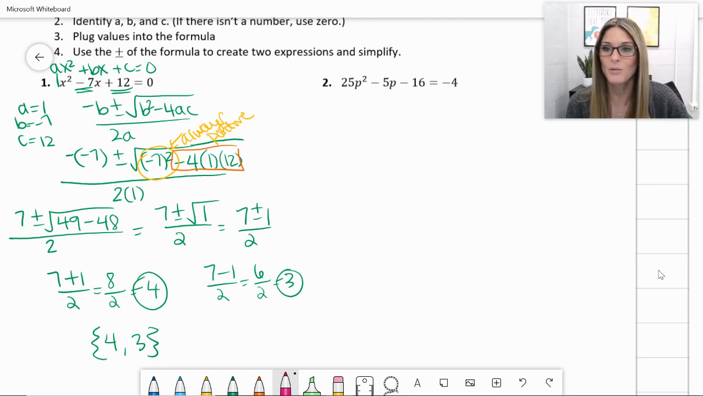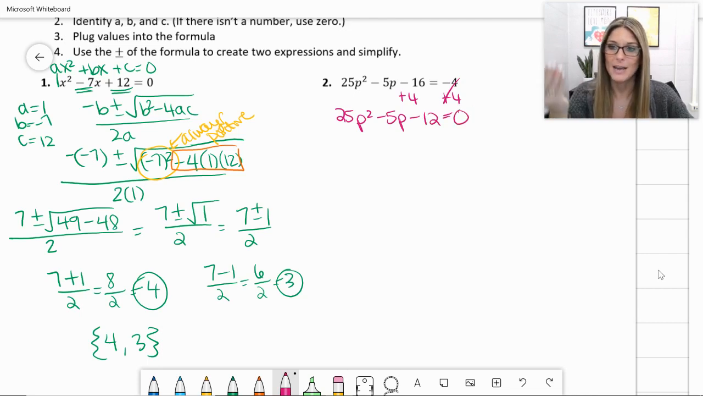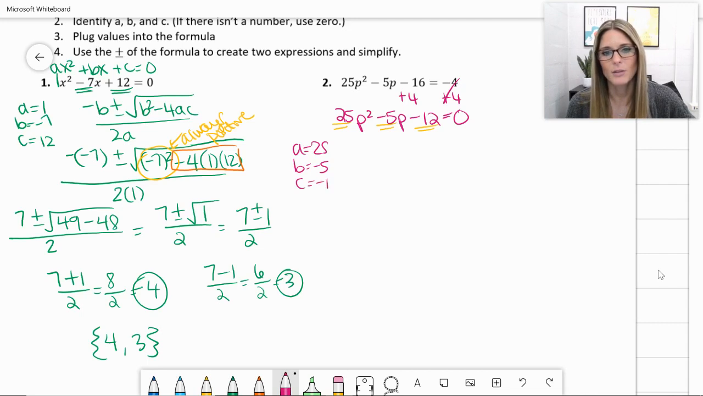Now remember, step 1, we need to make sure it's in standard form equal to 0. So let me add 4 to the left side, giving me 25p squared minus 5p minus 12 equals 0. Now identify your a, b, and c. 25 is my a, negative 5 is b, and negative 12 will be c. And I'll list those off to the side. A, 25, b, negative 5, c, negative 12.